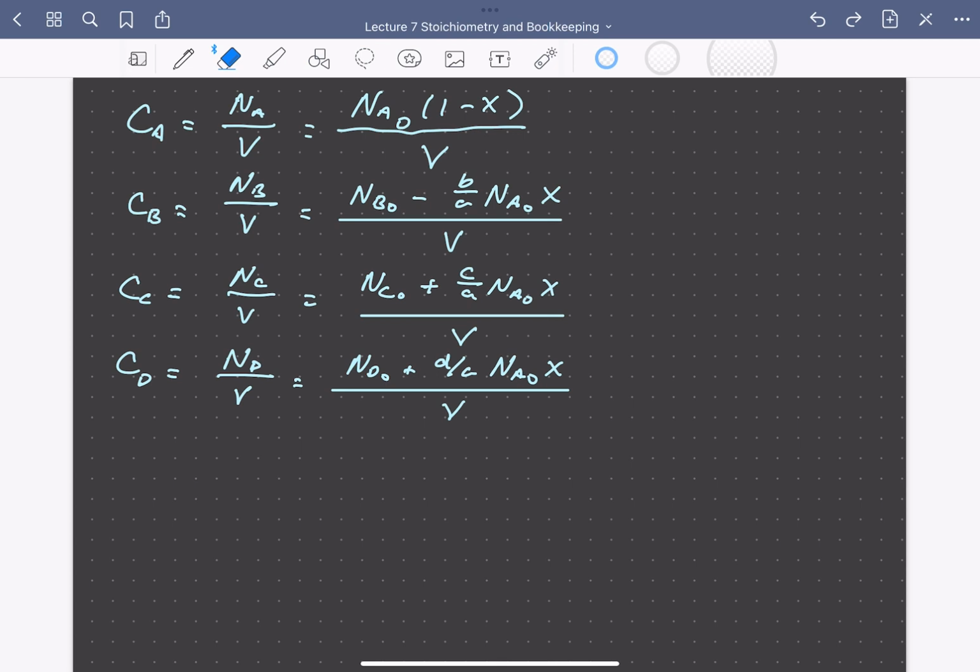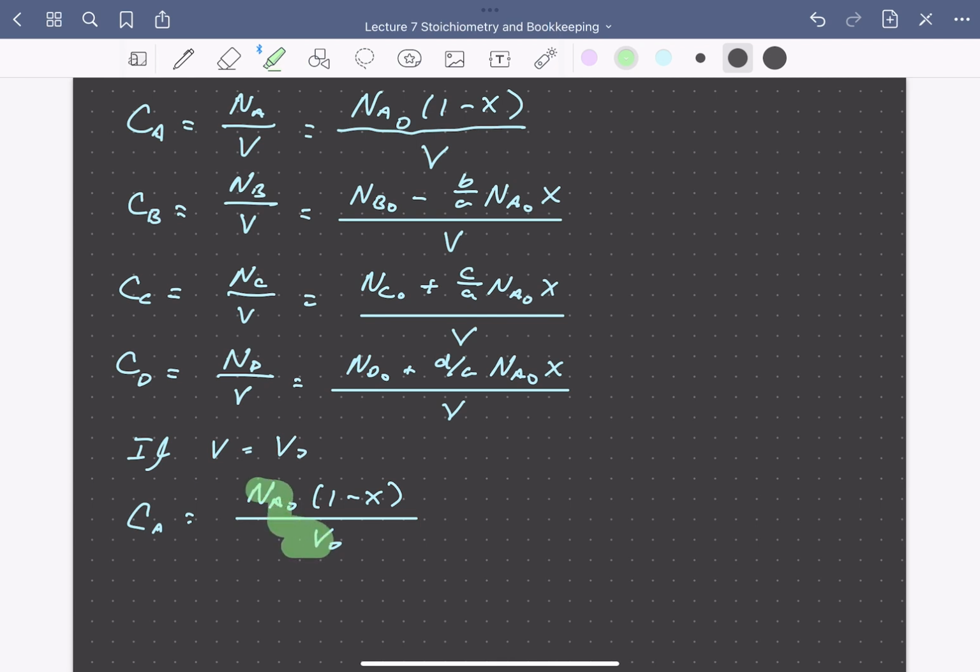So if we can write in all of these situations that our reactor volume is a constant V0, then we can re-express. So if V equals V0, then Ca we could rewrite as Na0 times 1 minus X over V0. And so this term, which I'll highlight here, is simply the initial concentration Ca0. So you can rewrite this as Ca0 times 1 minus X.